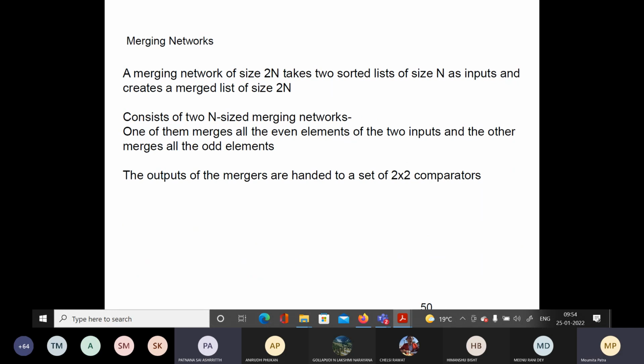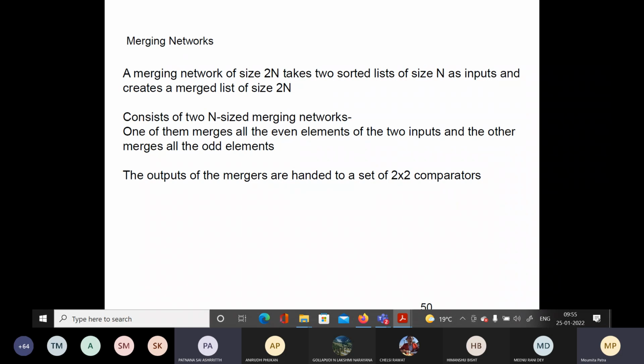Now once you have done this, we need merging. So what are merging networks? A merging network of size 2n takes two sorted lists of size n as inputs and creates a merged list of size 2n. So if you sort the inputs, divide them into sorted lists of size n, and then you want them to merge, you just get the merged list. Very simple as it can get.